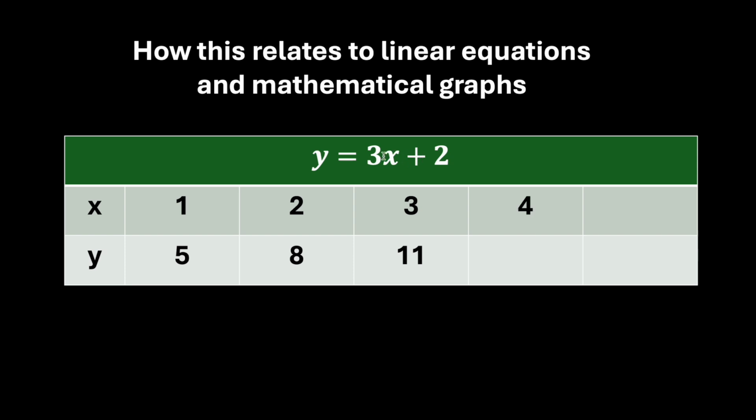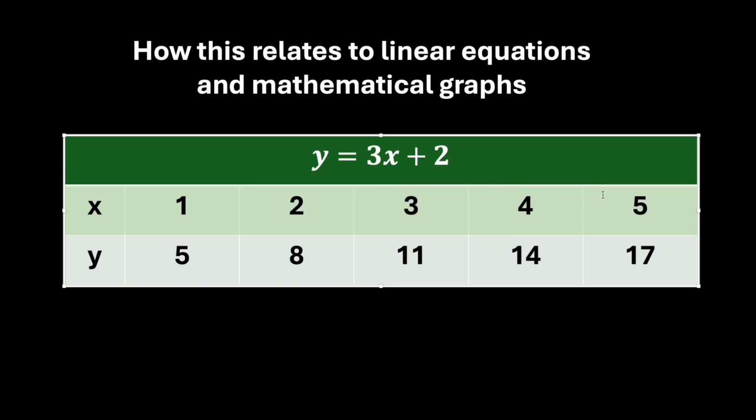If x equals 4, 3 times 4 equals 12, plus 2 equals 14. If x equals 5, 3 times 5 is 15, plus 2, which is 17. So which one of these did we change, and which one did we measure? Which one did we change, and which one was affected?